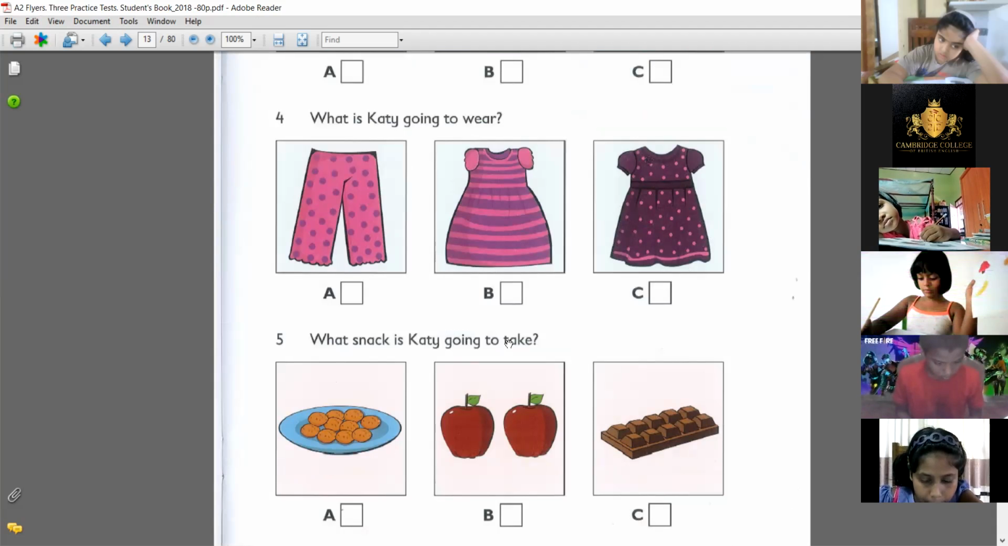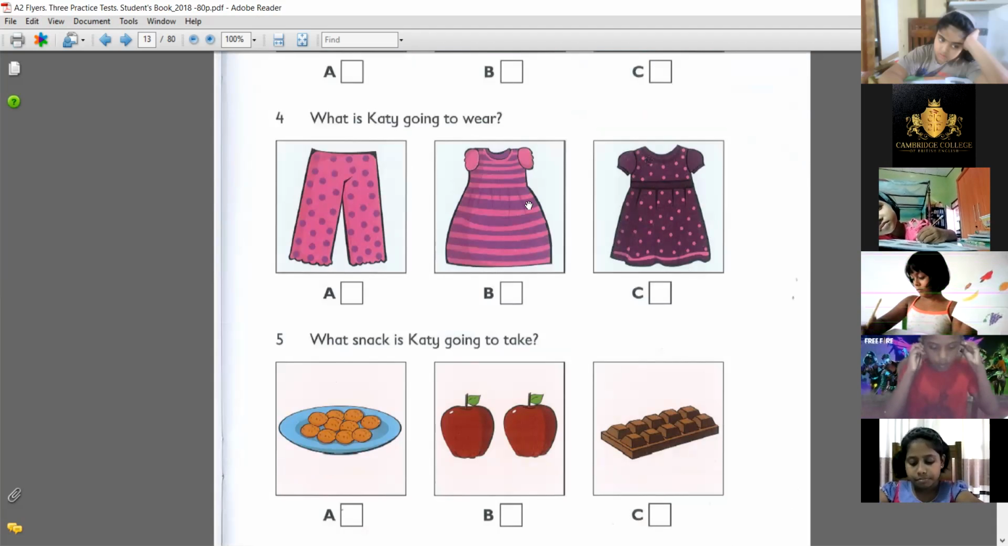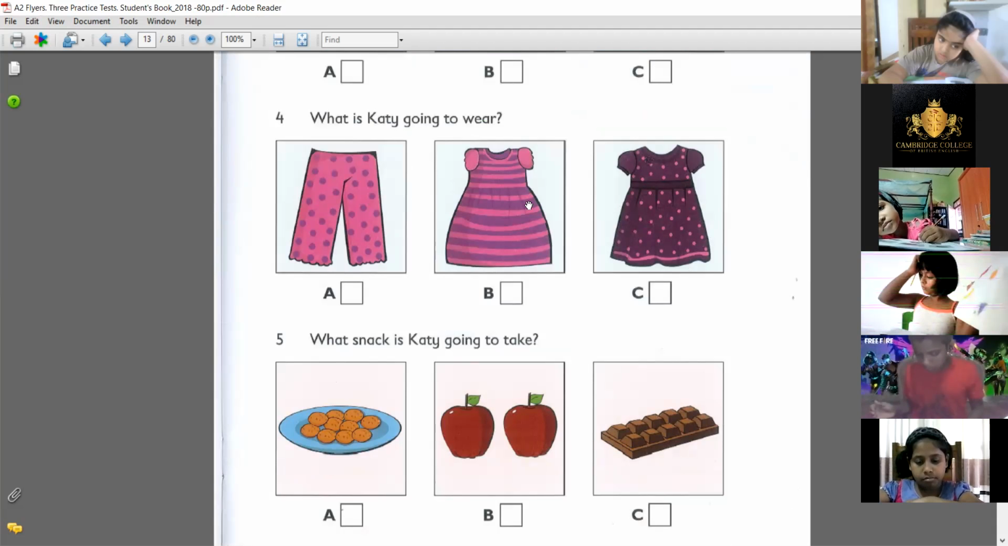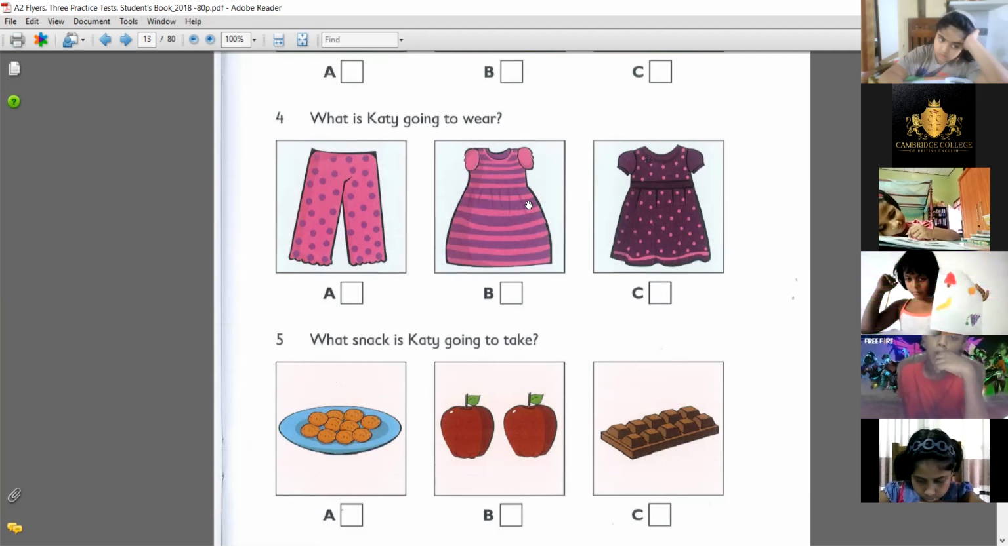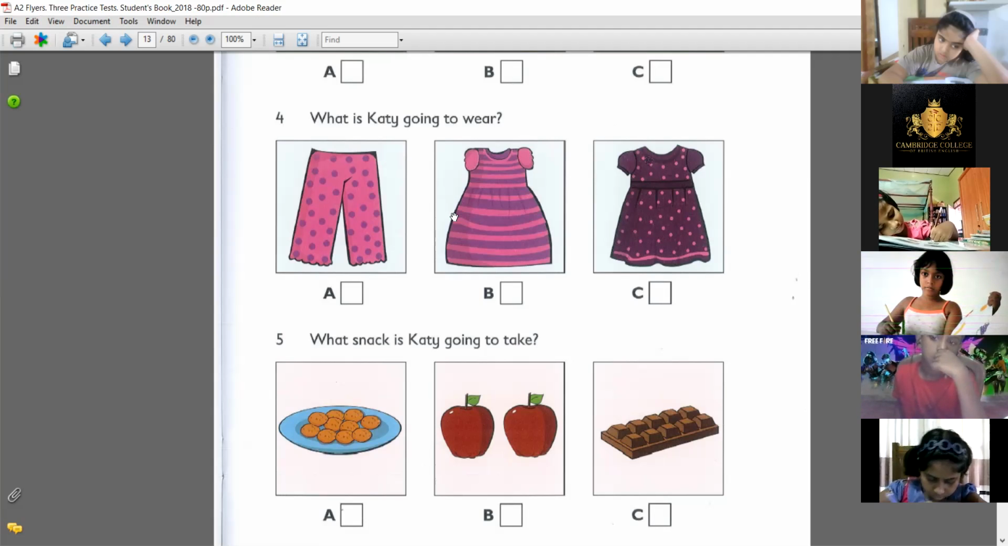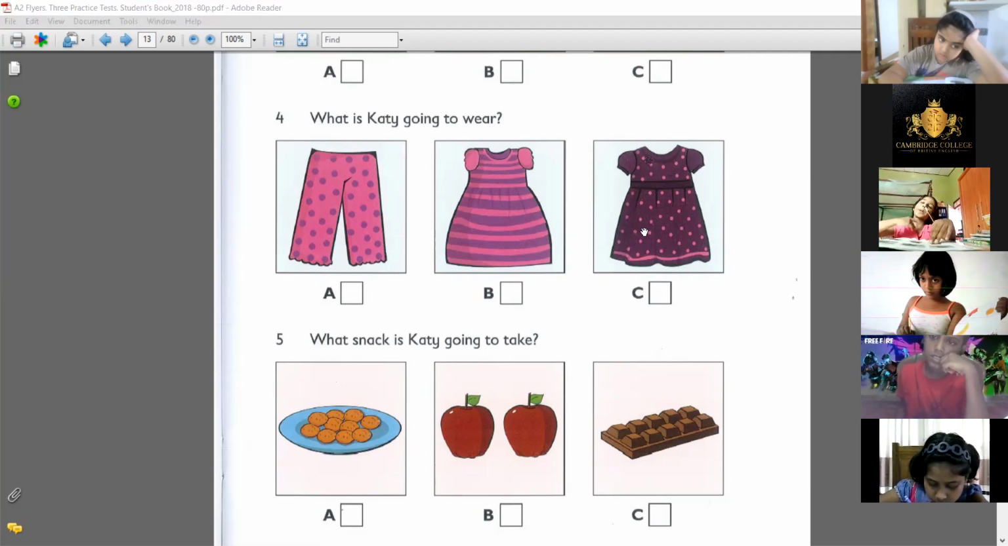Five, what snack is Katie going to take? Can I take a snack to the beach? Yes, of course. What would you like to take? Can I take some chocolate? No, we don't have any. How about some apples? Sarah doesn't like apples. Can I take some cookies? Okay, you can take the cookies we made yesterday. Great, I can't wait.